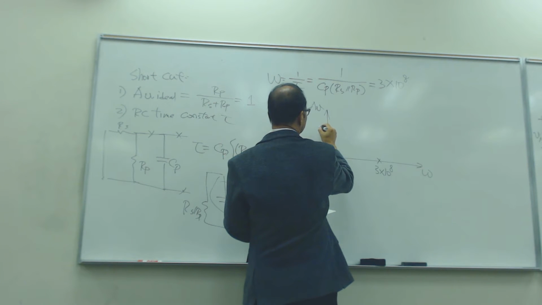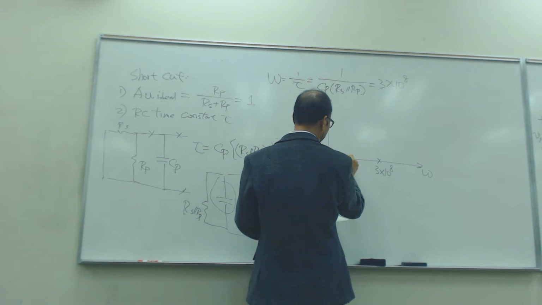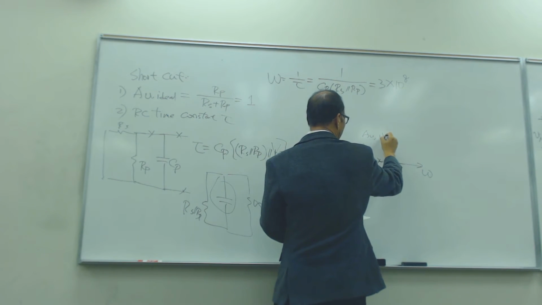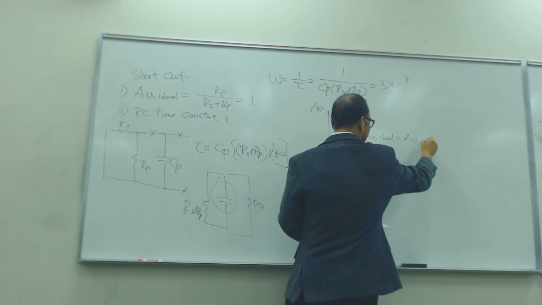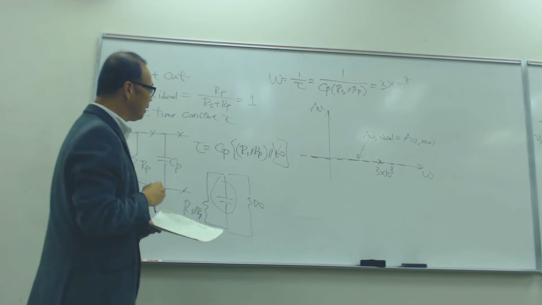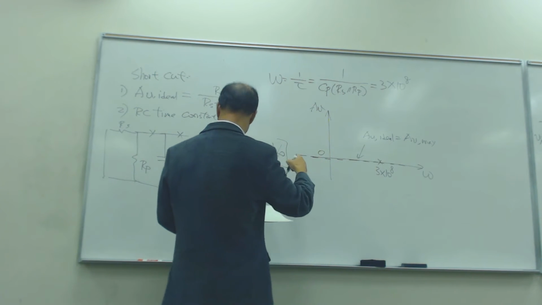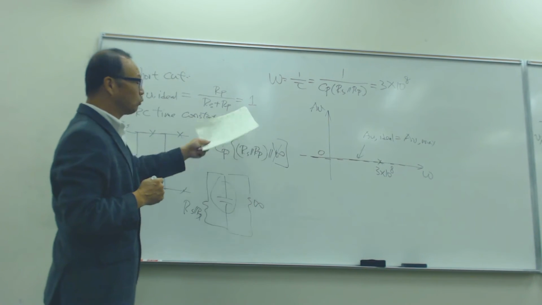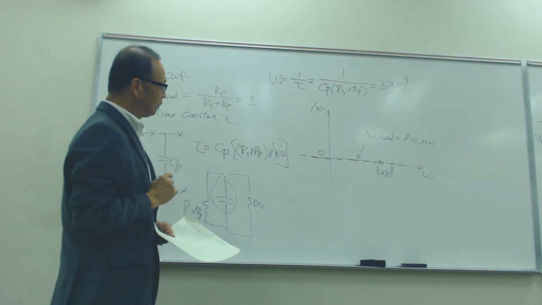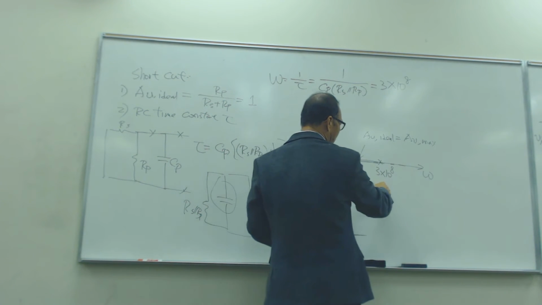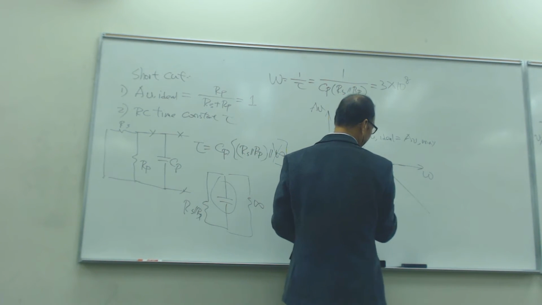A sub B max is here. Yes? This is A sub B ideal. Sometimes it's called A sub B max because it's always the maximum value. Okay? Is it 0 dB? Right? Why? Yeah, because A sub B equals 1. Yes? 1 is 0 dB. Okay. So what you do is you put it straight at 0, and then at the corner frequency it goes down.